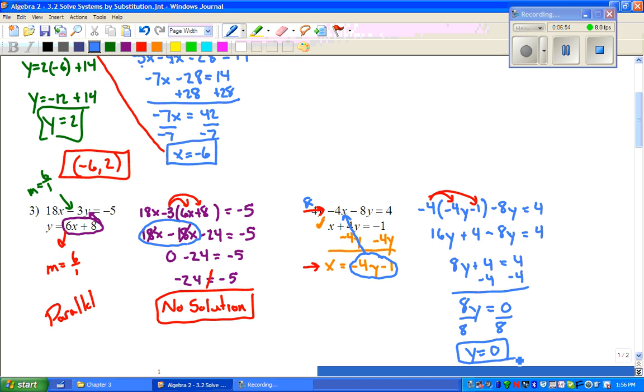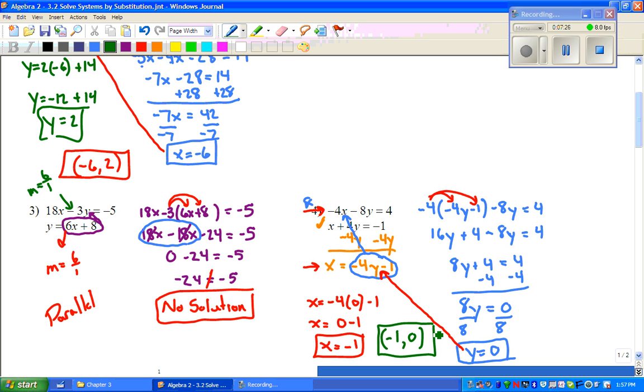Okay. Remember though, we want to write it as an ordered pair. So I'm going to take this 0, and I am going to put it into my y value here. So I'm going to be left with, I'm going to do it in red, x equals -4 times 0 minus 1. So I get x is equal to 0 minus 1. x is equal to -1. So my ordered pair for this one is -1 comma 0.